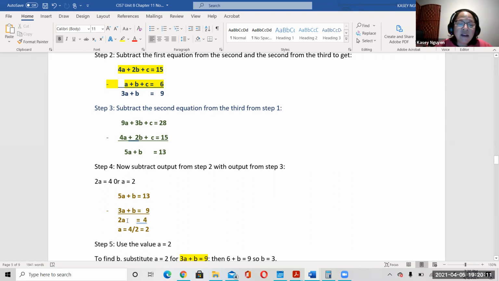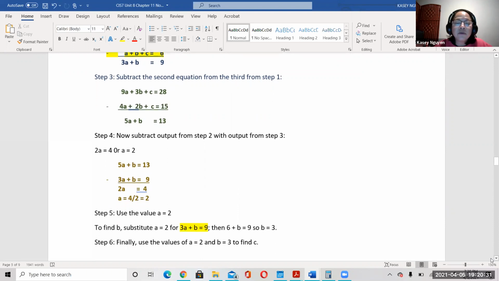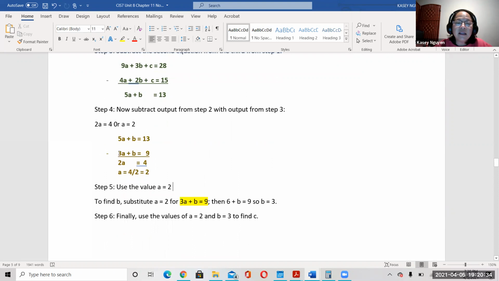And then from there, I can solve for A, right? Divide both sides by 2, which gives me A is equal to 2. So now I already have one variable, which is A. Okay. Then I would plug it back into the ABC equation to solve for B. So if I already have A, I plug A in. So 2 times 3 gives me 6. 6 plus B equal to 9, so B must be 3.